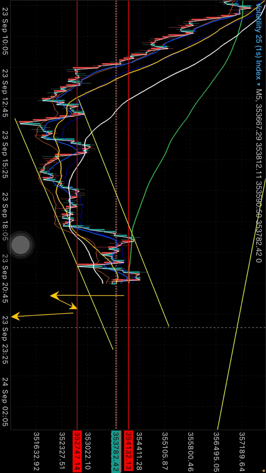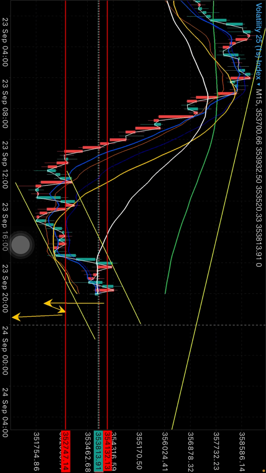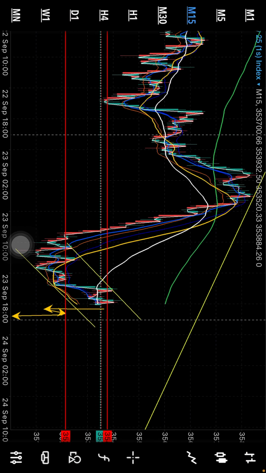This can be used to enter trades. But we wait for the market to break. Once the market breaks, it is confirmed. Here the market did not break. We wait for the market to do what? Break before we enter buys or enter sells.